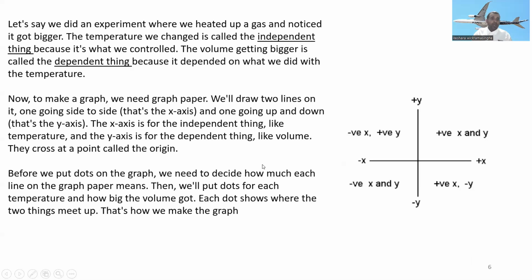Before we put the dots on the graph, we need to decide how much each line on the graph paper means. Then we'll put dots for each temperature and how big the volume got. Each dot shows where the two things meet up. That's how we make the graph.